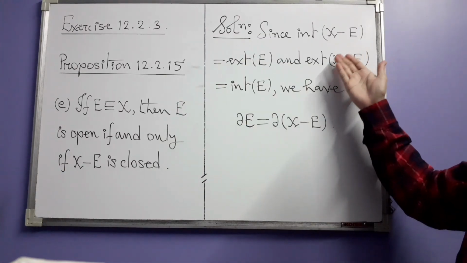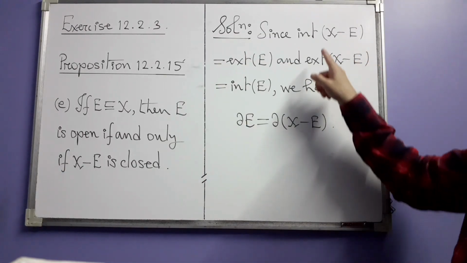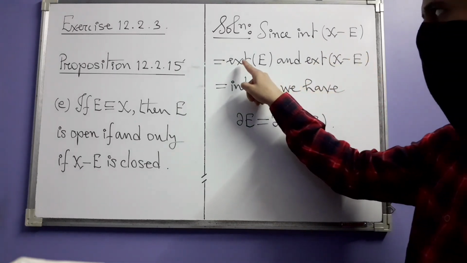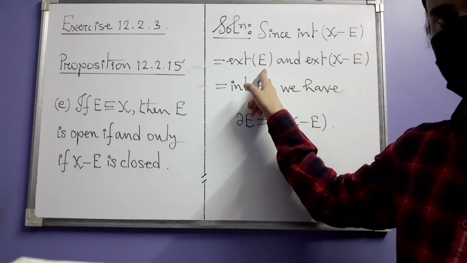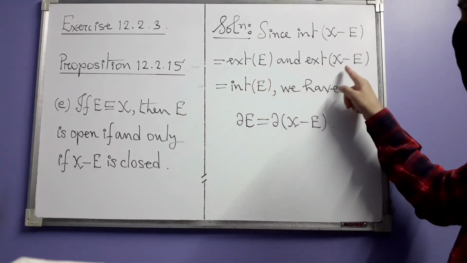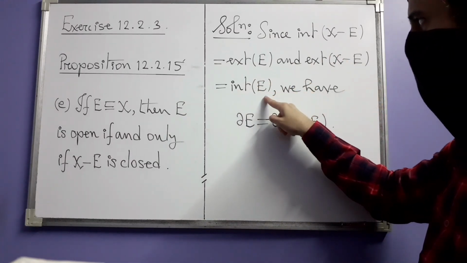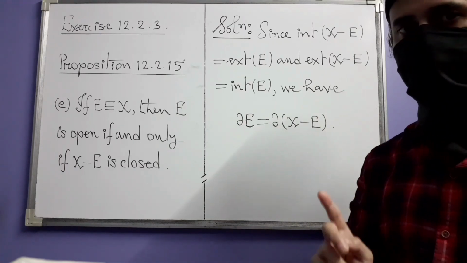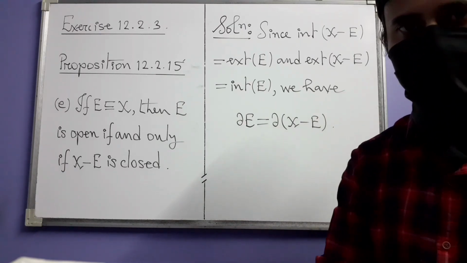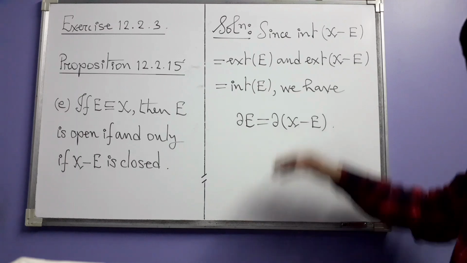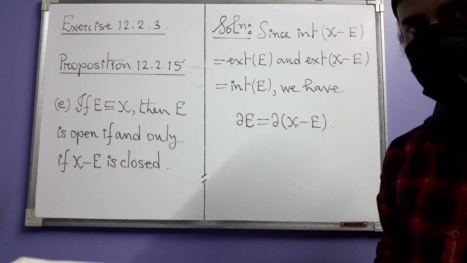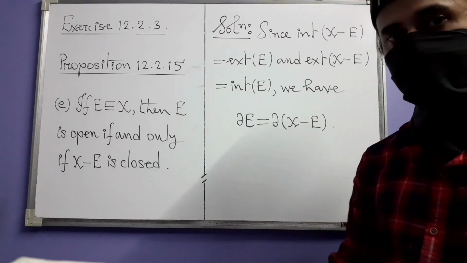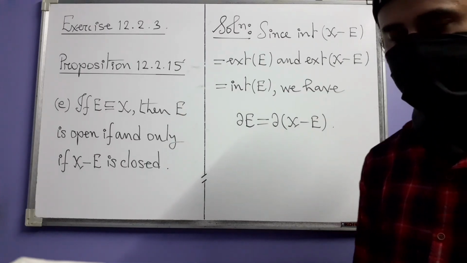Let us first note these facts. Since interior of X difference E equals exterior of E, and exterior of X difference E equals interior of E, so E and X difference E have precisely the same boundary. How are these two things true and how are we concluding this from them? Let's try to understand that first.